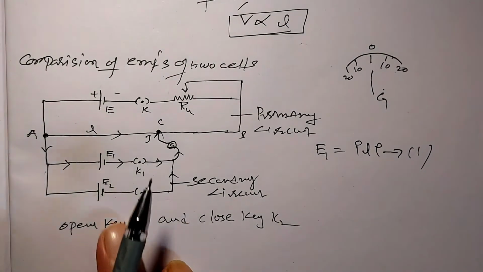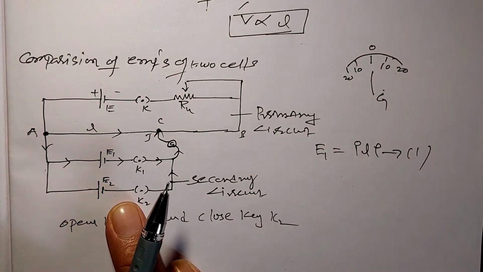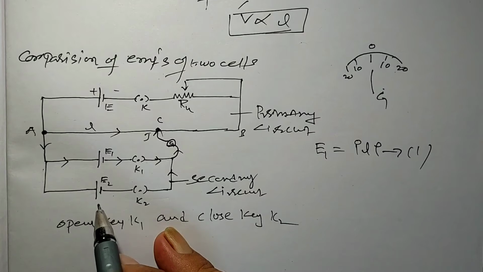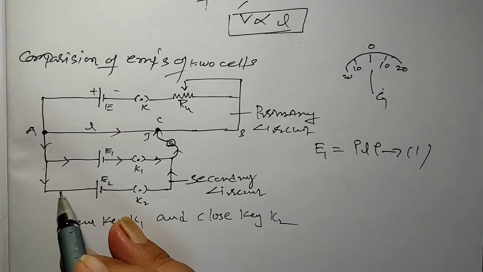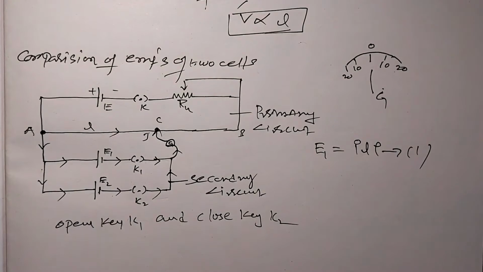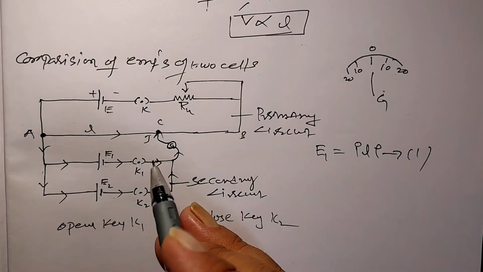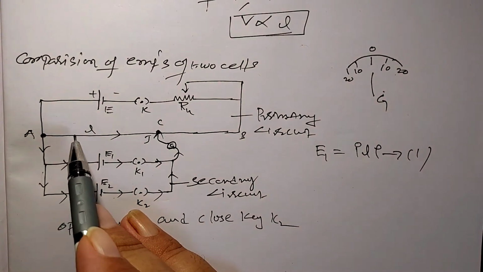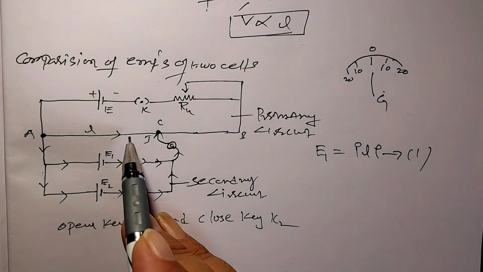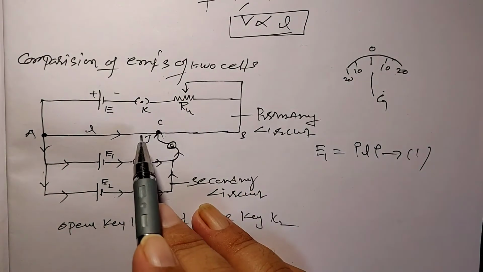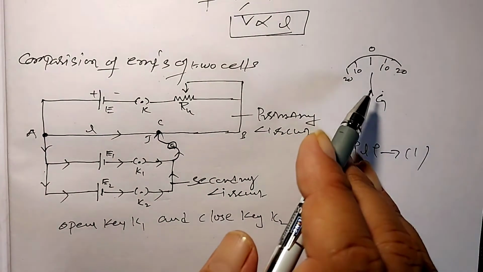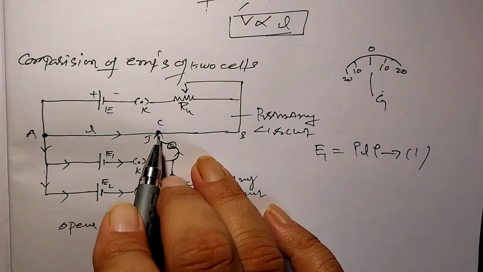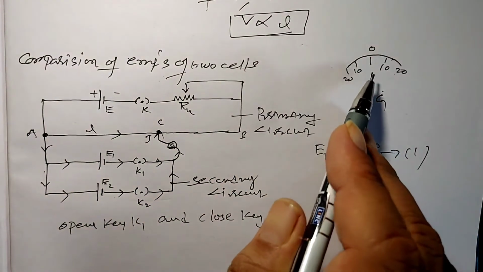That means this E1 cell is disconnected in the second case. Now the E2 cell, the second cell, is introduced in the circuit the second time. Now repeat this experiment as in the previous case. Place the jockey at different points on the wire and see every time the readings of the galvanometer, and do this experiment until the deflection in the galvanometer becomes 0.